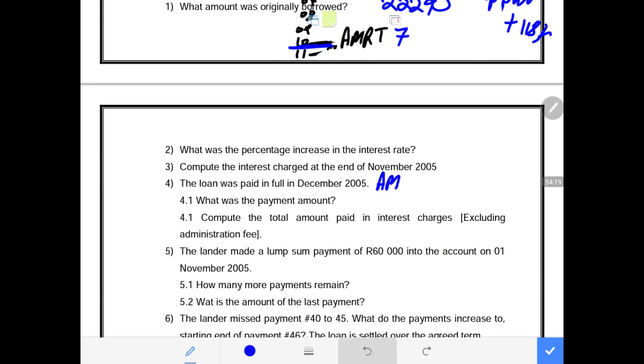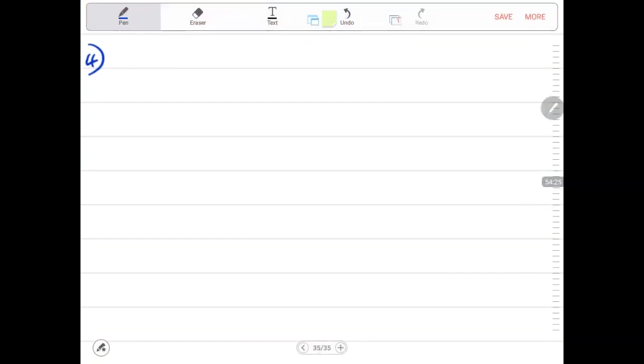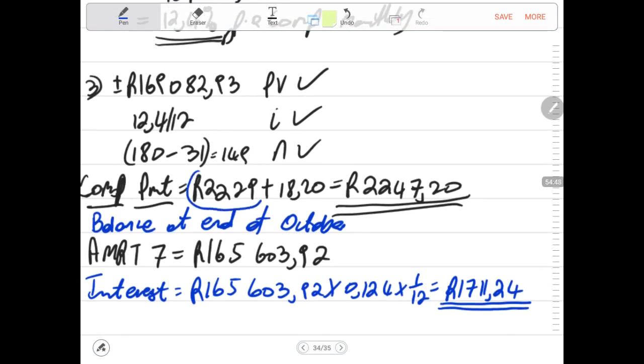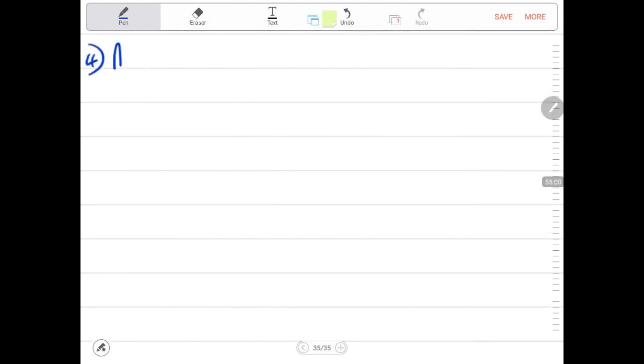So now let us go with that approach. Remember, there are always two ways to calculate these types of questions. Now let us remember, my calculator is not cleared. If you happen to have cleared your calculator, then you'll need to go back and recalculate the PMT. After you compute the PMT, you add 18.20, so that your PMT is equal to 2,247.20.